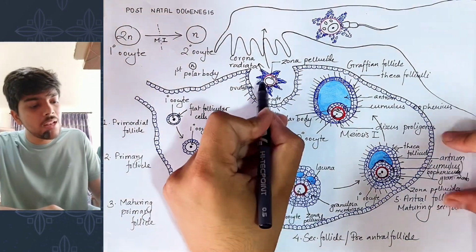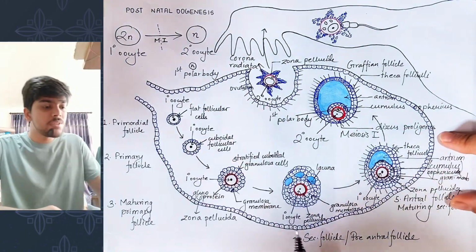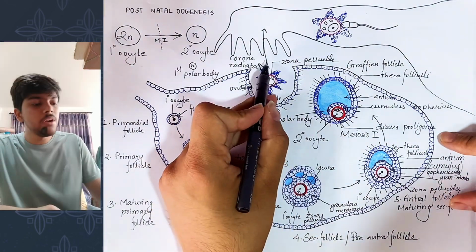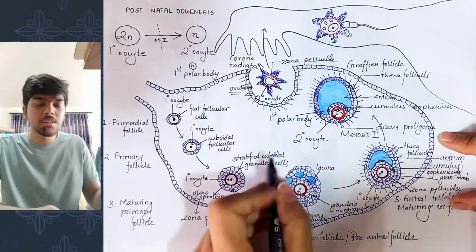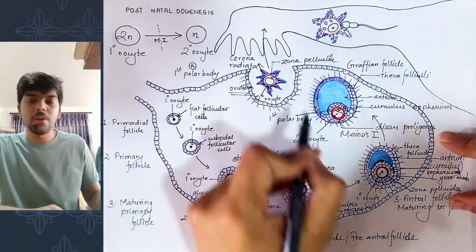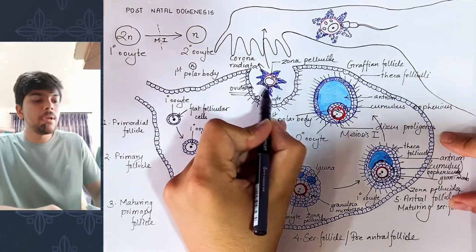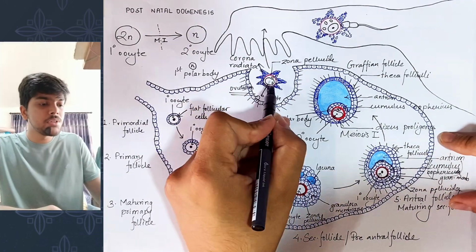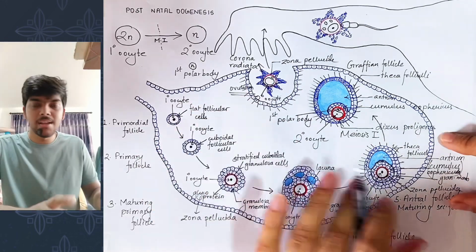So there's a layer called corona radiata. This is the final structure which gets ejected out of the ovary during ovulation. What does it contain? It contains the secondary oocyte and polar body, which is covered by the zona pellucida. And outside the zona pellucida, there's an extra layer called corona radiata.